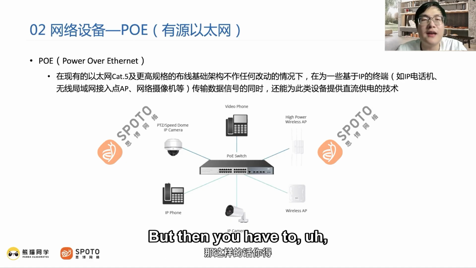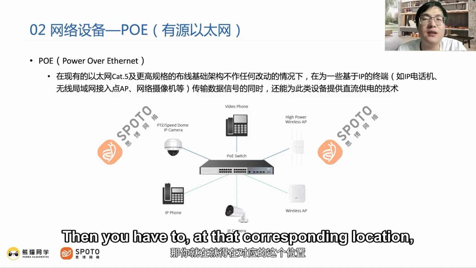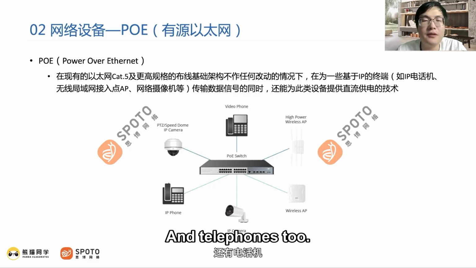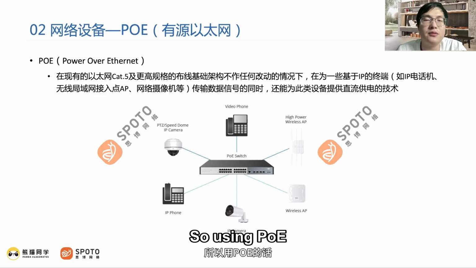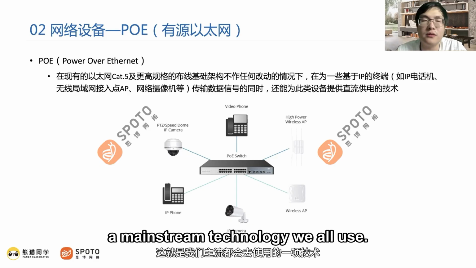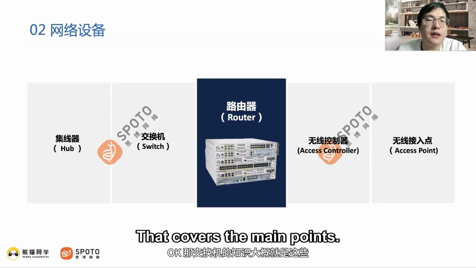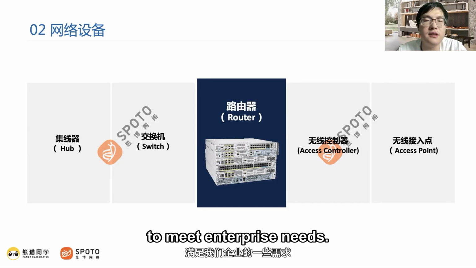But then, for example, take our cameras. You mount them on the ceiling, then at that corresponding location you have to install a power outlet, otherwise you can't plug in the power. And telephones, you have to plug all these things into power. That's very troublesome. So using PoE makes cabling during implementation, and then network setup, much simpler. This is a mainstream technology we all use. Just understand this. So that's basically it for switches. We'll learn later how to configure these switches to meet enterprise needs.